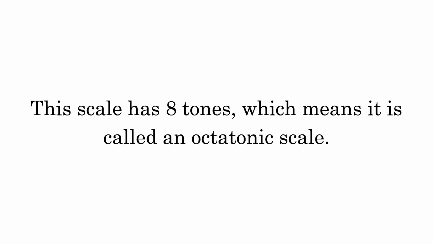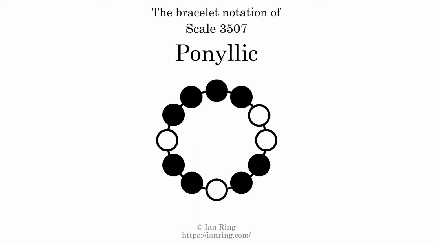This scale has 8 tones, which means it is called an octatonic scale. This is a bracelet notation diagram of scale 3507. The shaded circles represent tones that appear in the scale, and they are read clockwise, starting at the top.